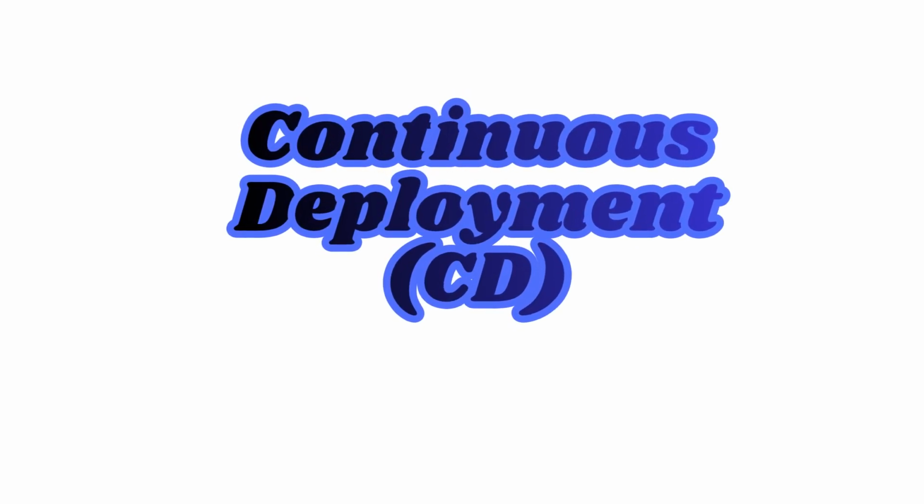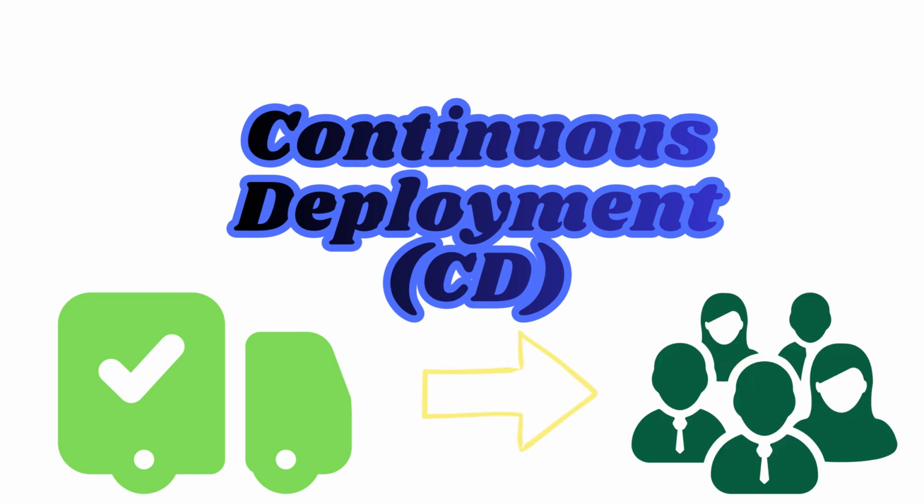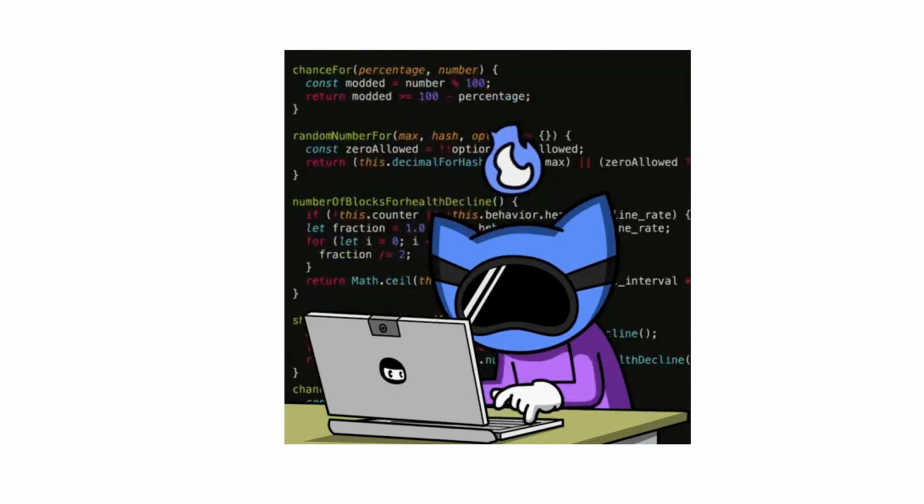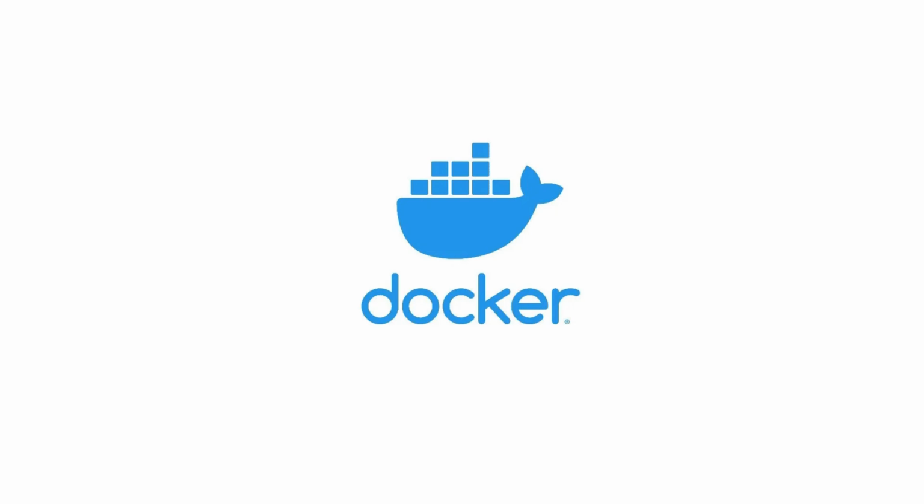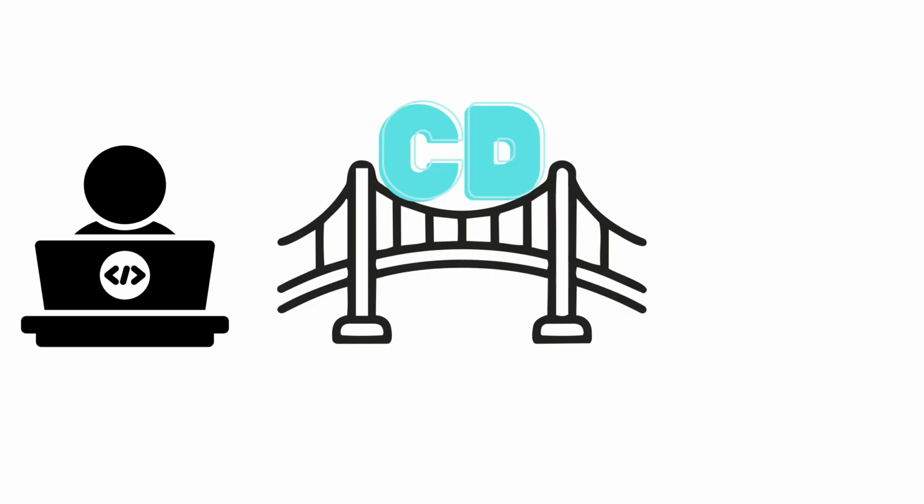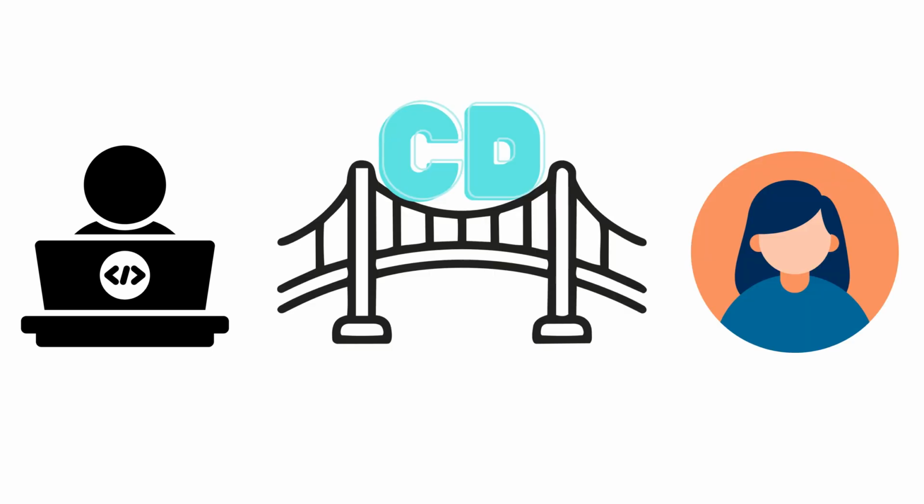Once the code passes all the CI checks, we move into continuous deployment, or CD. This is the ship-it phase. While CI focuses on testing the code, CD focuses on delivering it. It takes that verified code, builds your application, often in a Docker image, and automatically pushes it to your server, which could be Docker Hub or a cloud provider. It's the bridge that gets your work from your local machine to the end user automatically.